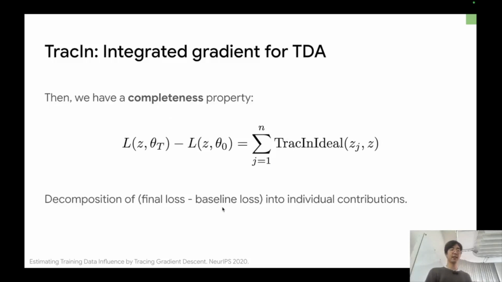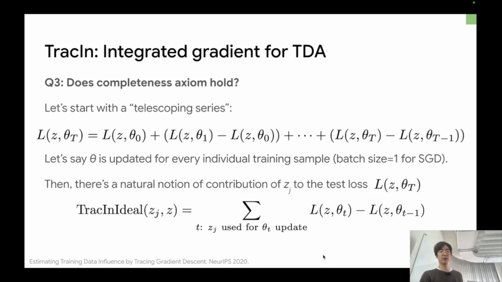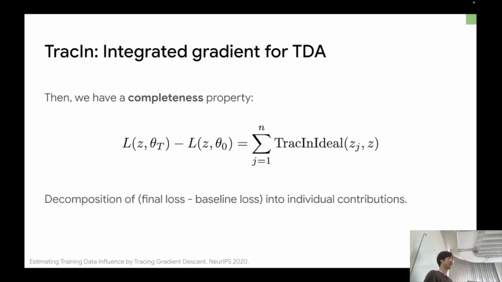But in reality, right? Oh, before that, in this ideal case, we have the completeness theorem satisfied, axiom satisfied. So if you sum over all the tracking ideal over all the training samples, then you're actually going to end up with the overall difference between the loss value for this test sample before and after training. So basically, if you sum over all these partial sums over all training samples, then you're eventually going to get L at theta t minus L at theta 0. It's basically a telescoping series.